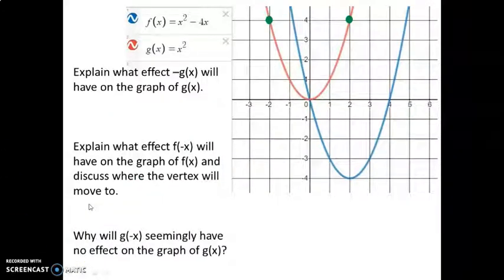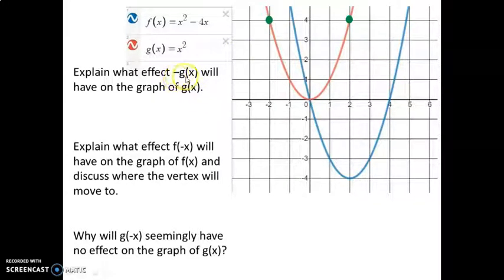Okay, the first thing we did way back when was this one. It says, explain what effect negative g of x will have on the graph of g of x. So here's the function g of x. It's x squared, and we can see it in red here. What effect will applying a negative sign to that function have?